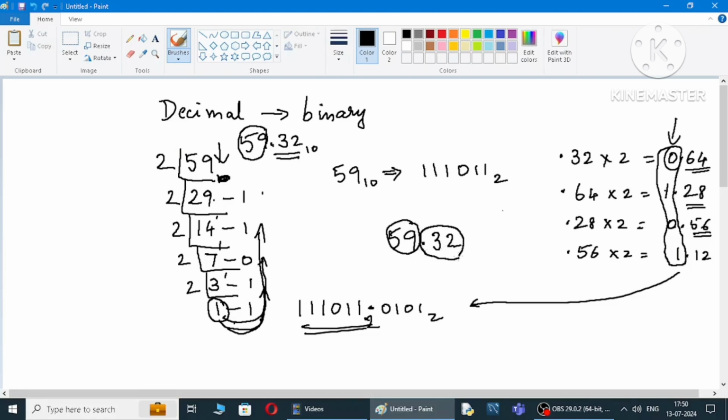And the decimal number part should be continuously multiplied by 2. Why? Because we are converting to binary number system. Continuously multiply the decimal part alone and take the front part, this whole number part, 0101. So the 59.32 of decimal value is equivalent to 111011.0101. This is how you convert a decimal number to binary.